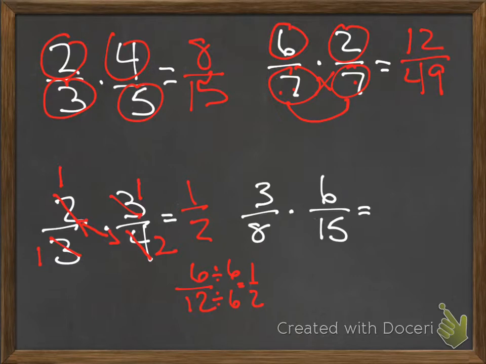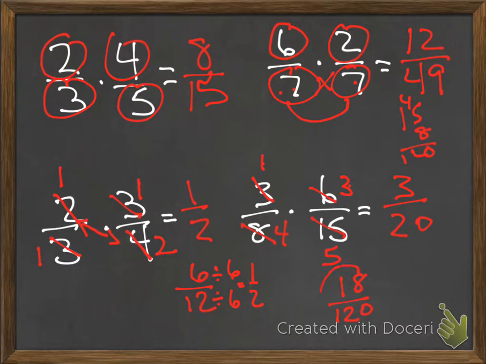Okay, let's do cross canceling with this one. I know that 3 and 15 are multiples of 3. So 3 will go into itself 1 time, and 3 will go into 15 5 times. I know that 8 and 6 are multiples of 2, so I can cross reduce here. 2 will go into 8 4 times, and 2 will go into 6 3 times. And then continue multiplying as usual, numerator by numerator. 1 times 3 is 3, and 4 times 5 is 20. And if we would have multiplied without cross reducing, we would have gotten 18 over 120. Oh my goodness, 15 times 8, that's 120. And I would have had to reduce this, but by cross reducing, I didn't have to reduce my answer. So cross reducing is a valuable strategy.